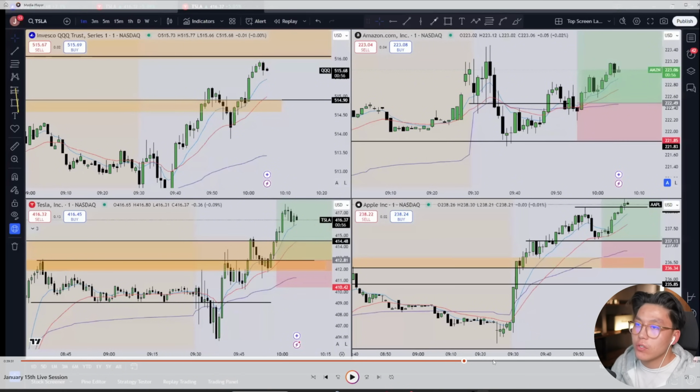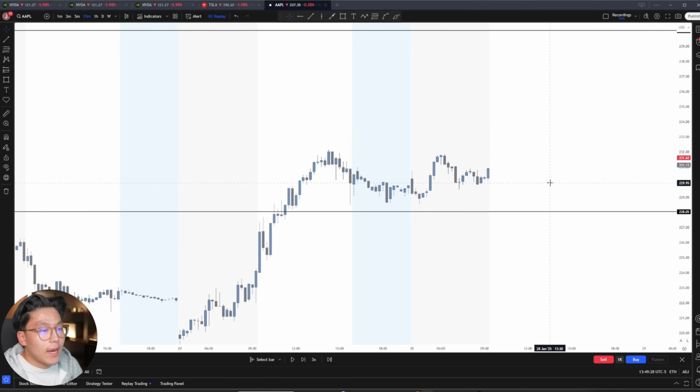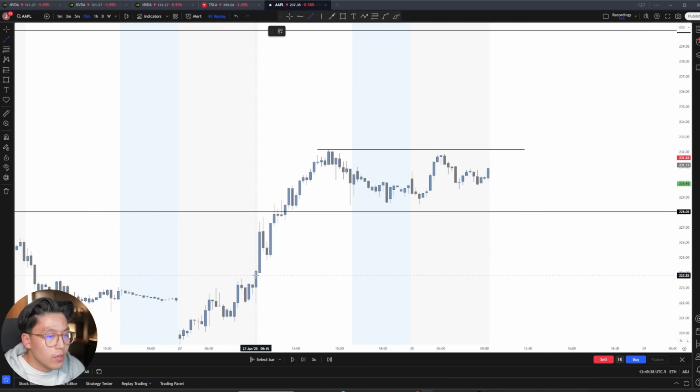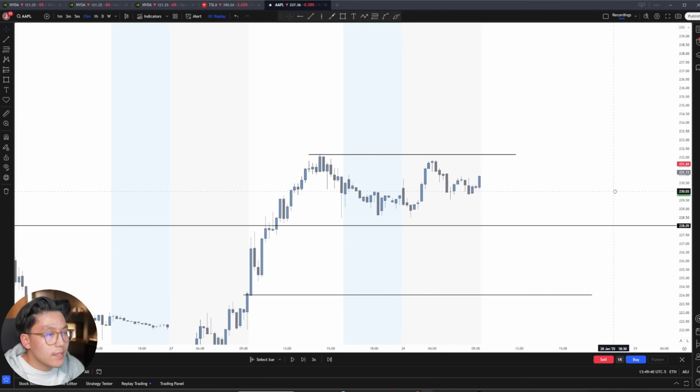So now let's go on to the last example that I have for us today. We're on Apple here, and you can see on the 15-minute time frame, key levels that we're going to mark out as always is going to be your previous day's high. We can also mark out your previous day's lows as well. What I like to see is really the reaction around these key areas.